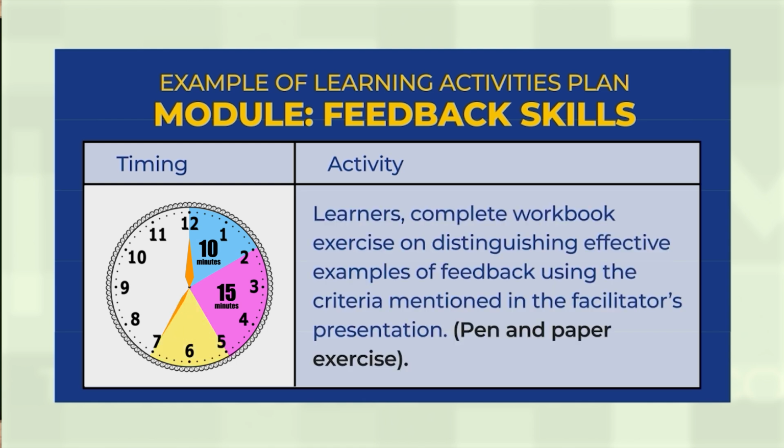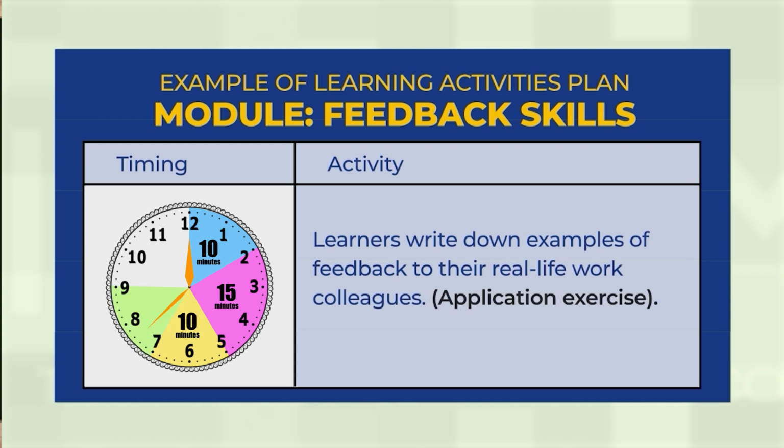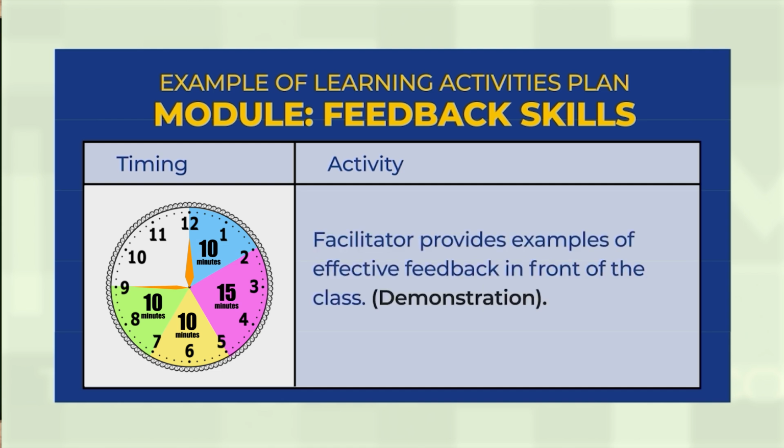In the next 10 minutes, the activity could be learners completing a workbook exercise on distinguishing effective examples of feedback using the criteria mentioned in the facilitator's presentation. This could be a pen and paper exercise. In the next 10 minutes, learners can be asked to write down examples of feedback to their real-life work colleagues. This becomes an application exercise. In the next 10 minutes, the facilitator can provide examples of effective feedback in front of the class. This becomes a demonstration.